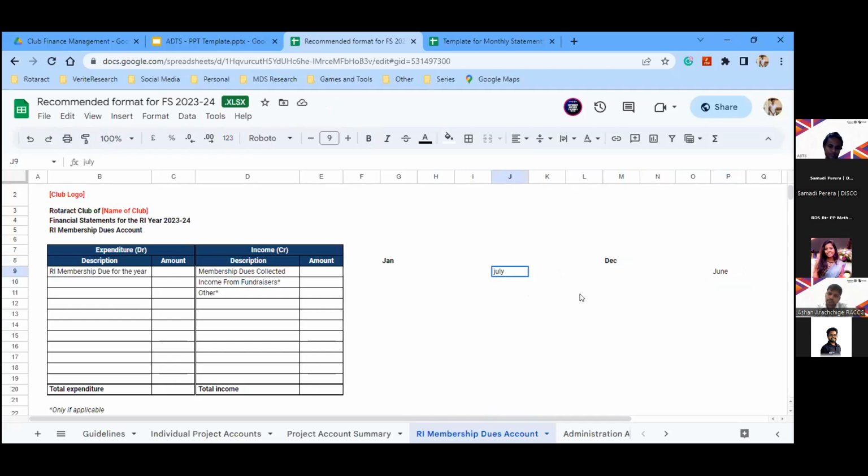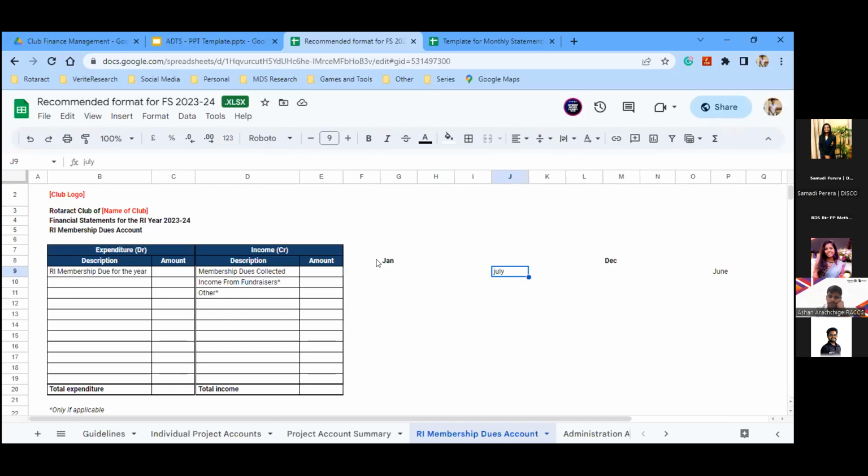So you will only be responsible for this part. In your year, starting in July, I hope you have already been told that RI dues are paid in advance. Say in January you were billed. You were invoiced for whatever members you had, you were asked to pay, and you made that payment. That payment was from January 2023 to December 2023.